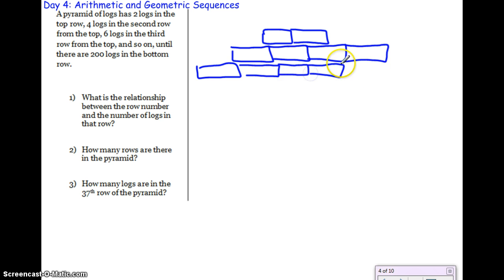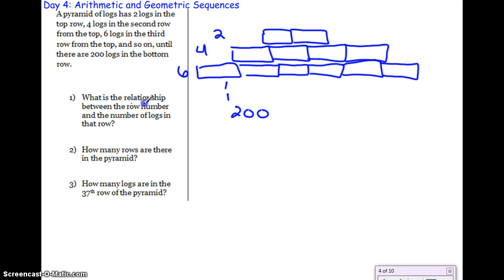The next 2 days are going to be all about patterns. So there are my 6 logs in the third row, and so on until there are 200 logs on the bottom. So this is going to go on until you have 200 logs at the bottom. Right now I only have 2 logs, then 4 logs, and now 6 logs.